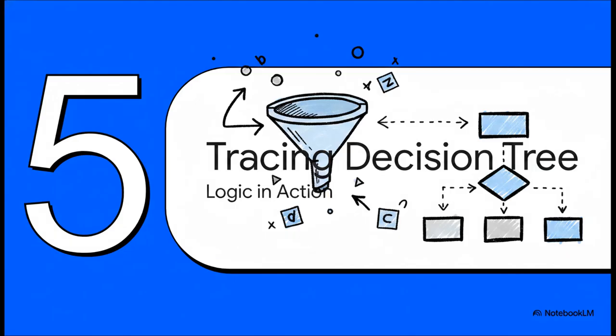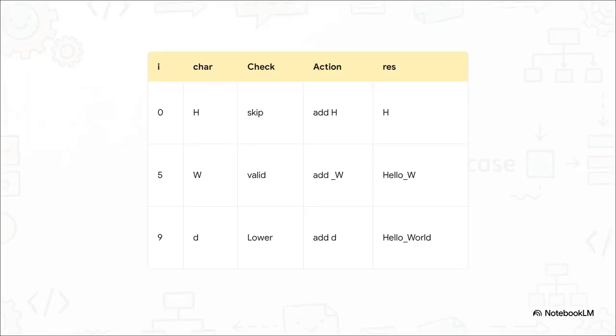And finally, part 5, tracing the decision tree. To really lock this all in, let's actually push some real data through the funnel and prove that this logic holds up. Let's trace a VIP string, HelloWorld, with a capital H and a capital W. At index 0, the H is uppercase. But hey, it's the first character, so it skips the underscore rule. We just add the H.